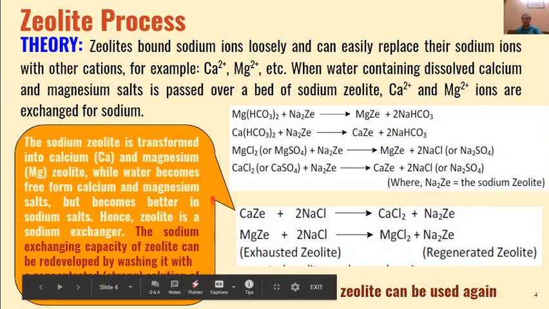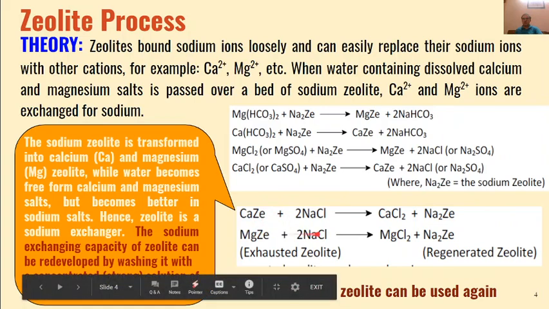And then these are the zeolites which are formed after softening of water. These are called exhausted zeolites because now they have no capacity to replace ions, but they can be regenerated, or transformed again into sodium zeolite, and reused.